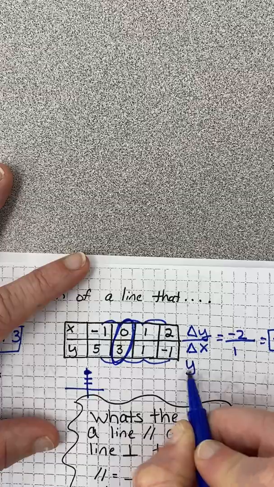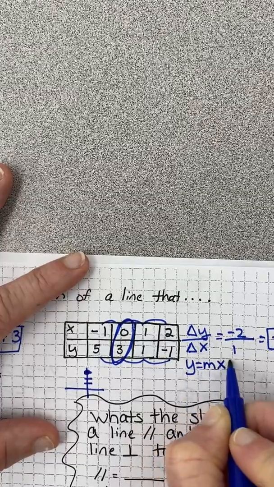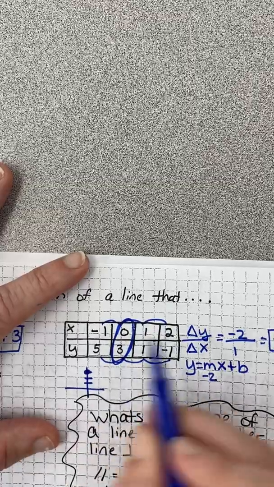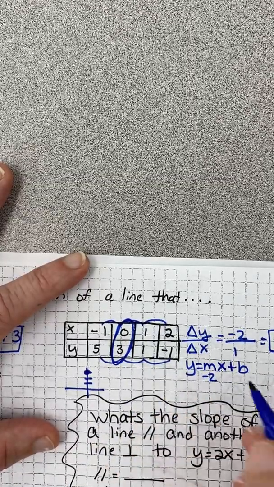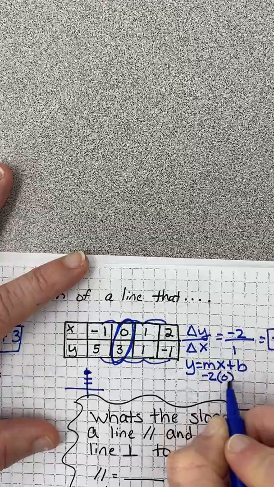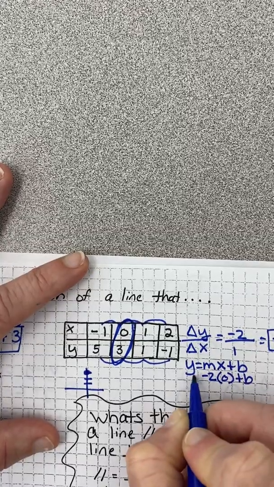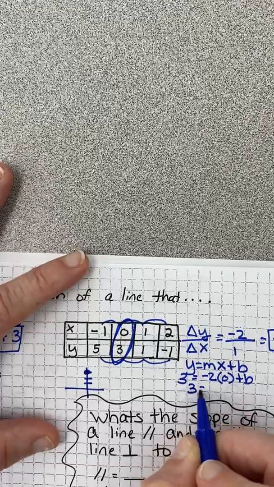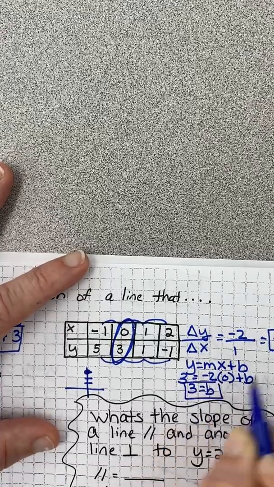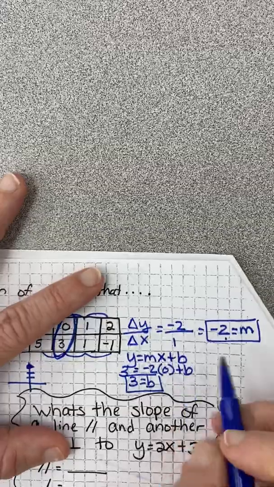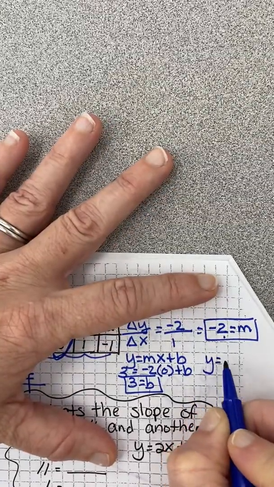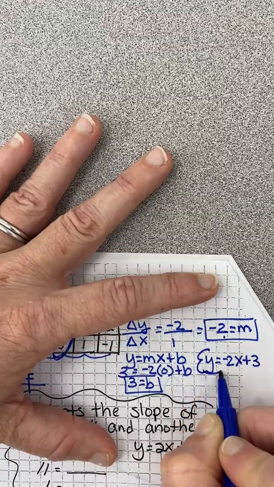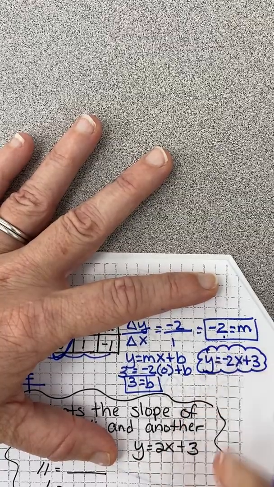You'd say y equals mx plus b. Fill in your slope as -2. Fill in one of these coordinates. Pick any one. I like using 0, so I'm going to pick that coordinate. -2 times 0 is 0, so that tells me right there that 3 equals b. And so I know the slope and the y-intercept, so I can just fill it in. y equals -2x plus 3. That is going to be my answer for that equation.